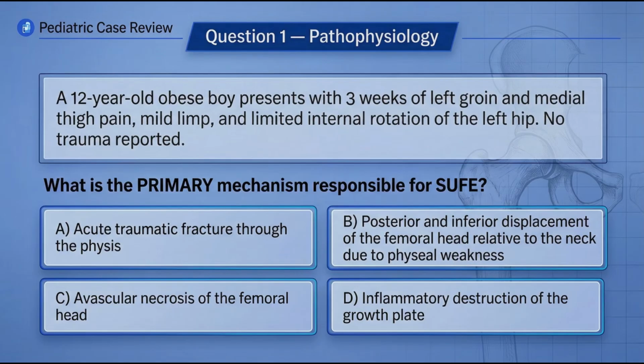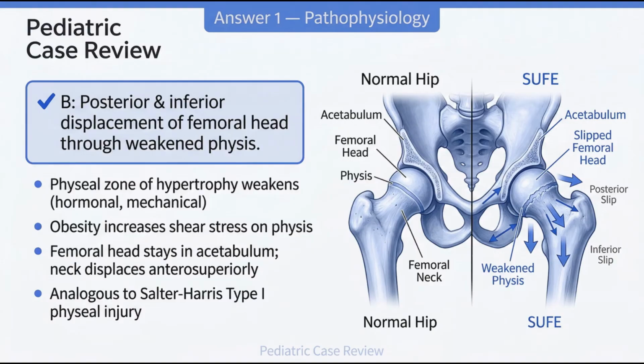Option A. Acute traumatic fracture through the physis. Option B. Posterior and inferior displacement of the femoral head relative to the neck due to physeal weakness. Option C. Avascular necrosis of the femoral head. Option D. Inflammatory destruction of the growth plate. The correct answer is option B.